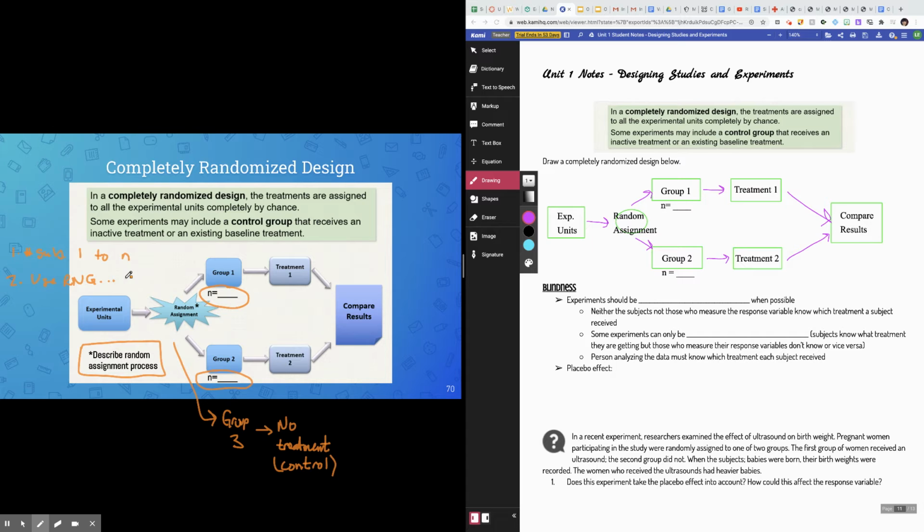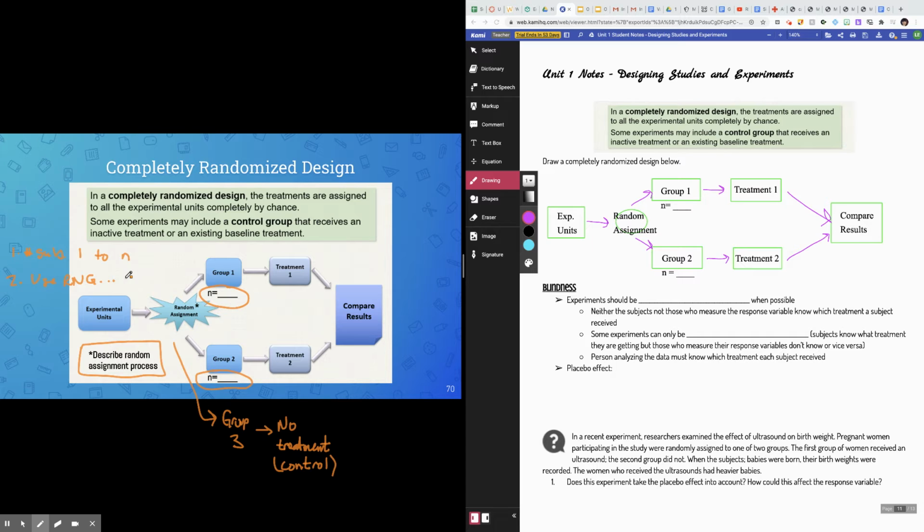Okay, for stats, you don't have to write like full paragraphs. Most of the time, bullet points will suffice. They're not worried about how well you can write. Not really. They want to know that you know the statistics. All right. So this is what a completely randomized design looks like.